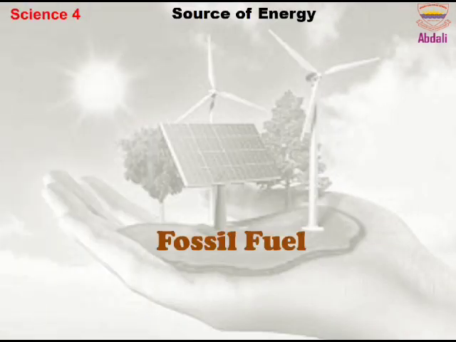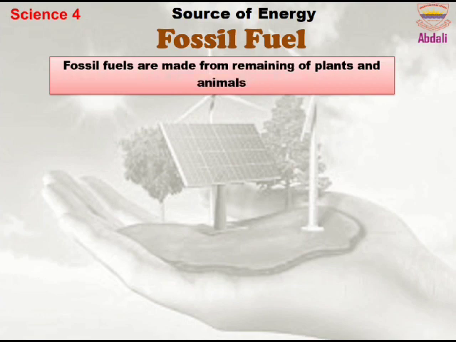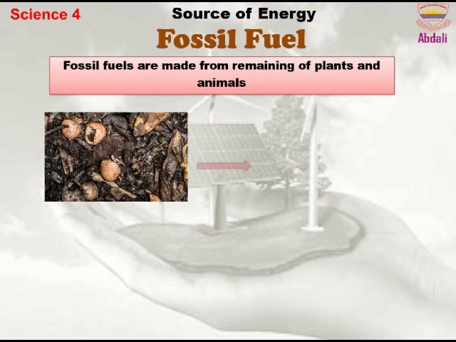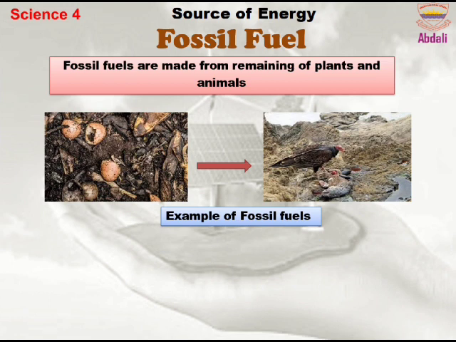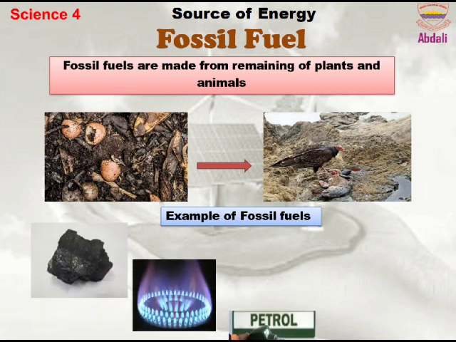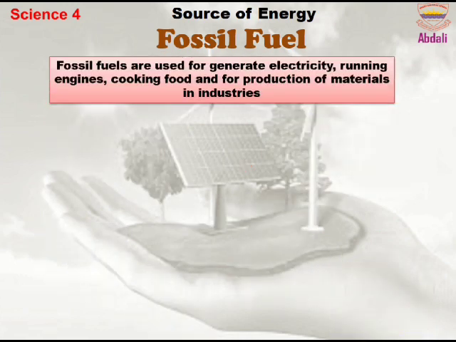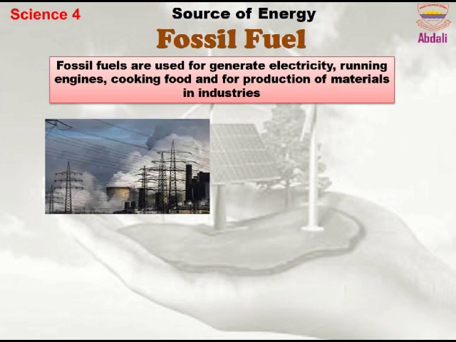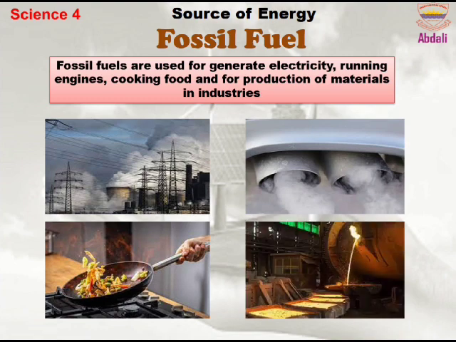The next source of energy is fossil fuels. Fossil fuels are made from the remains of plants and animals. Here are some examples of fossil fuels: coal, natural gas, petrol, diesel, and petroleum products. Fossil fuels are used to generate electricity, run engines, cook food, and produce other materials.